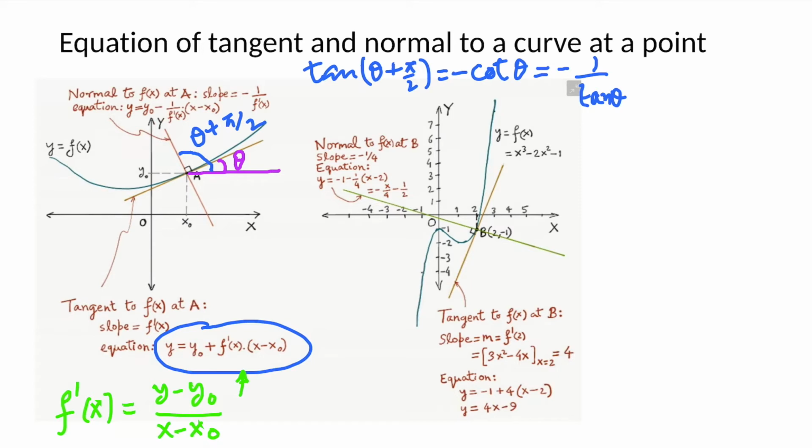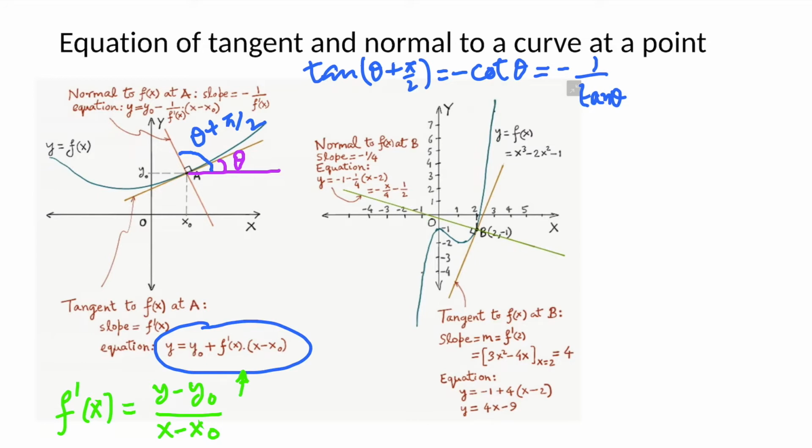Okay, so let's now look at this simple example here to understand how we do it. Let's say that we are given this curve y equals f(x), and the equation of the curve is y equals x cube minus 2x squared minus 1. And here I have drawn a rough sketch of the curve. It's not too accurate.